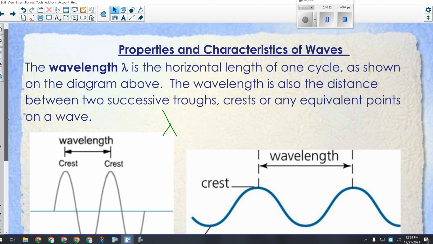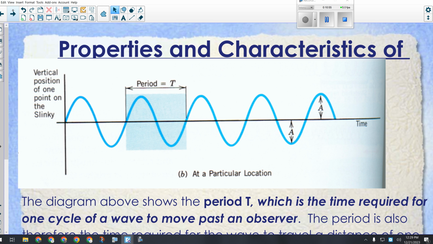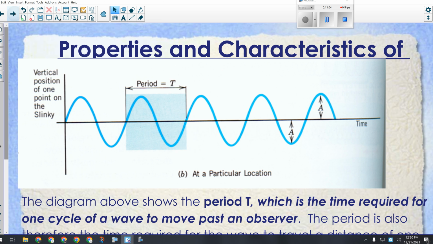So, wavelength, I demonstrated that yesterday, right? The distance between any two successive points on the wave is the wavelength. It doesn't matter what point on the wave, the next equal point is exactly the same distance away as we go along the wave. And the time it takes for one wave to go by you is the period, and the number of waves that go by every second is the frequency. All of that we talked about yesterday.